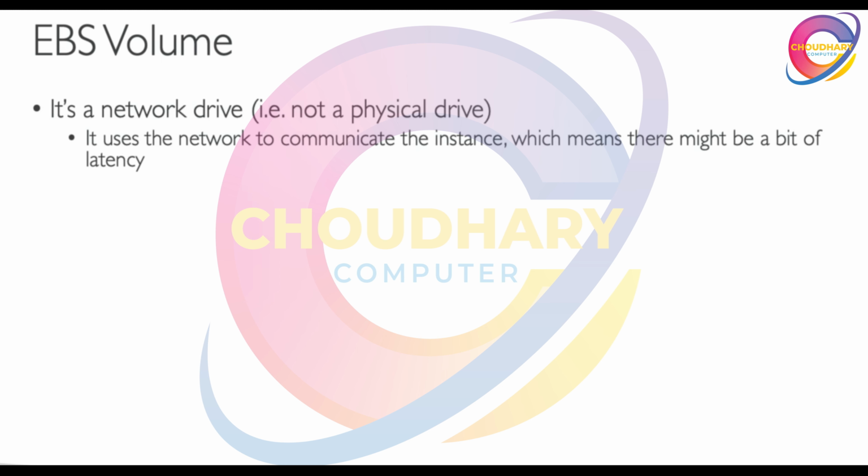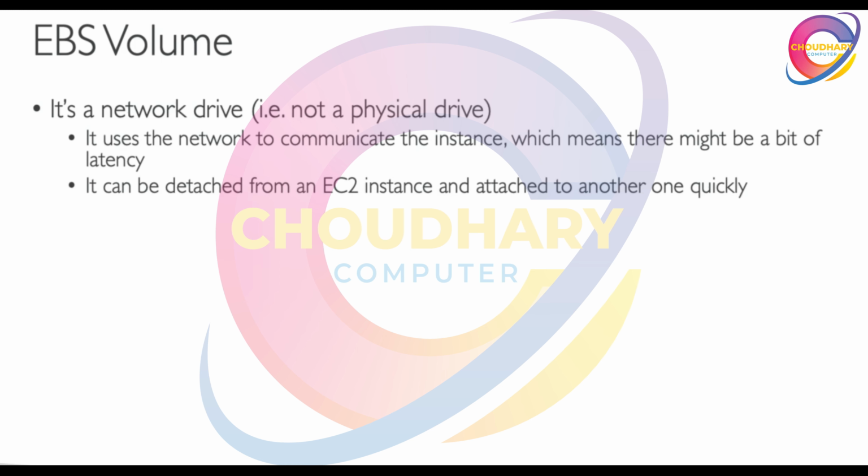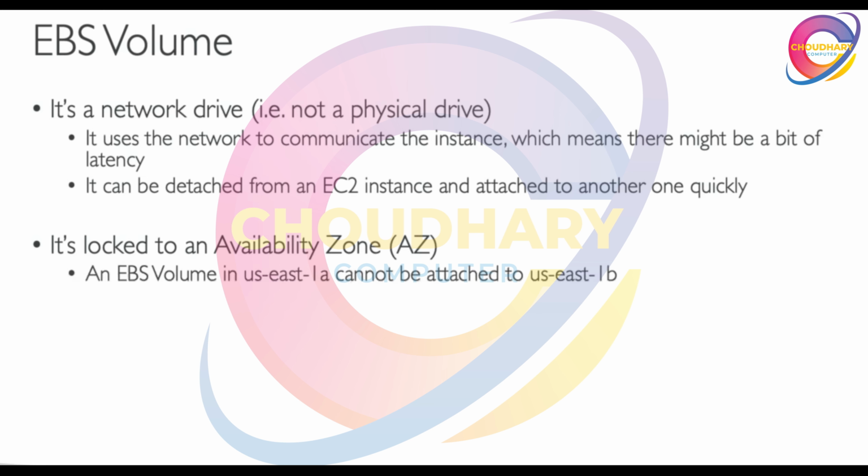from one computer to reach another server. Now, EBS volumes, because they are a network drive, can be detached from an EC2 instance and attached to another one very quickly. And that makes it super handy when you want to do failovers, for example. EBS volumes are locked to a specific availability zone. That means that, as I said, if it's created in US East 1A, it cannot be attached to US East 1B, but we will see in this section that if we do a snapshot, then we are able to move a volume across different availability zones.